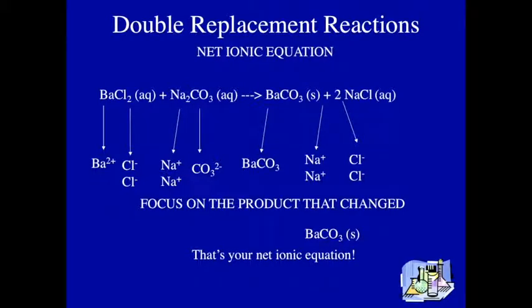Now, for a net ionic equation, ask yourself, what did barium carbonate come from? It came from a barium ion and a carbonate ion, and that's your net ionic equation.